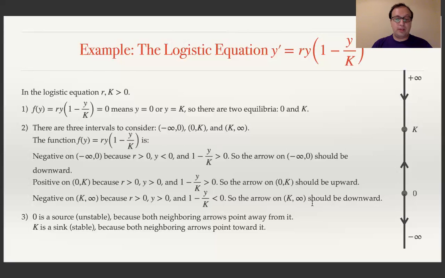And for part 3, we should look at the stability of the two equilibria. First, we look at 0. The arrows in the neighborhood of 0 are going away from 0. The arrow above 0 is going towards k, and the arrow below 0 is going towards minus infinity. So this means that 0 is an unstable equilibrium, which is called a source.